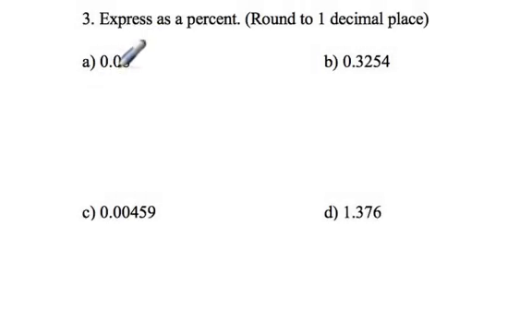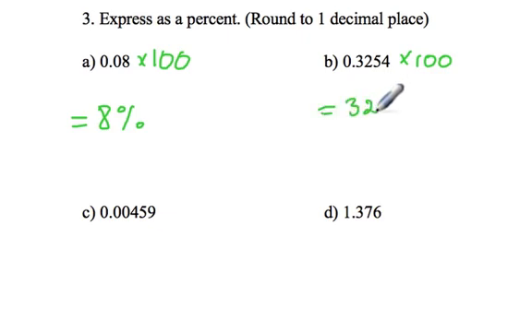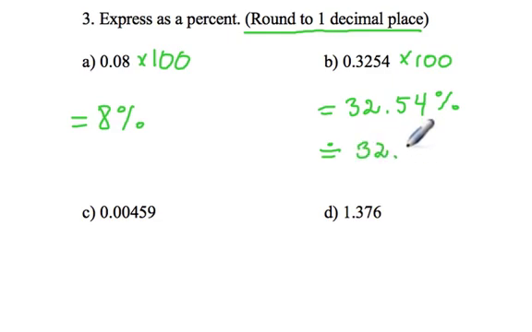Here we have a decimal number and we have to express it as a percent. So we're going to do the opposite. We are going to multiply by 100 in order to get from a decimal number to a percent. 0.08 times 100 equals 8%. Question B. If I multiply by 100, we get 32.54%. We're also asked to round to 1 decimal place, so that equals approximately 32.5%. Because the neighbor to the right is 4, so we are rounding down.